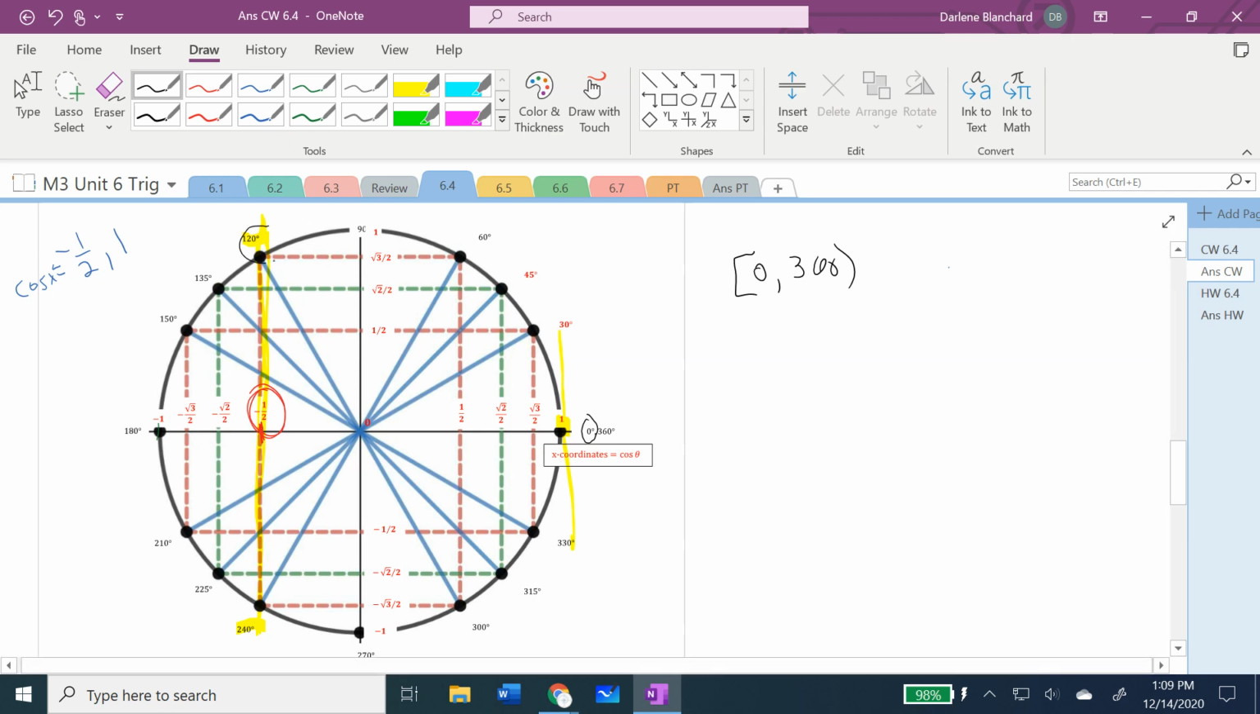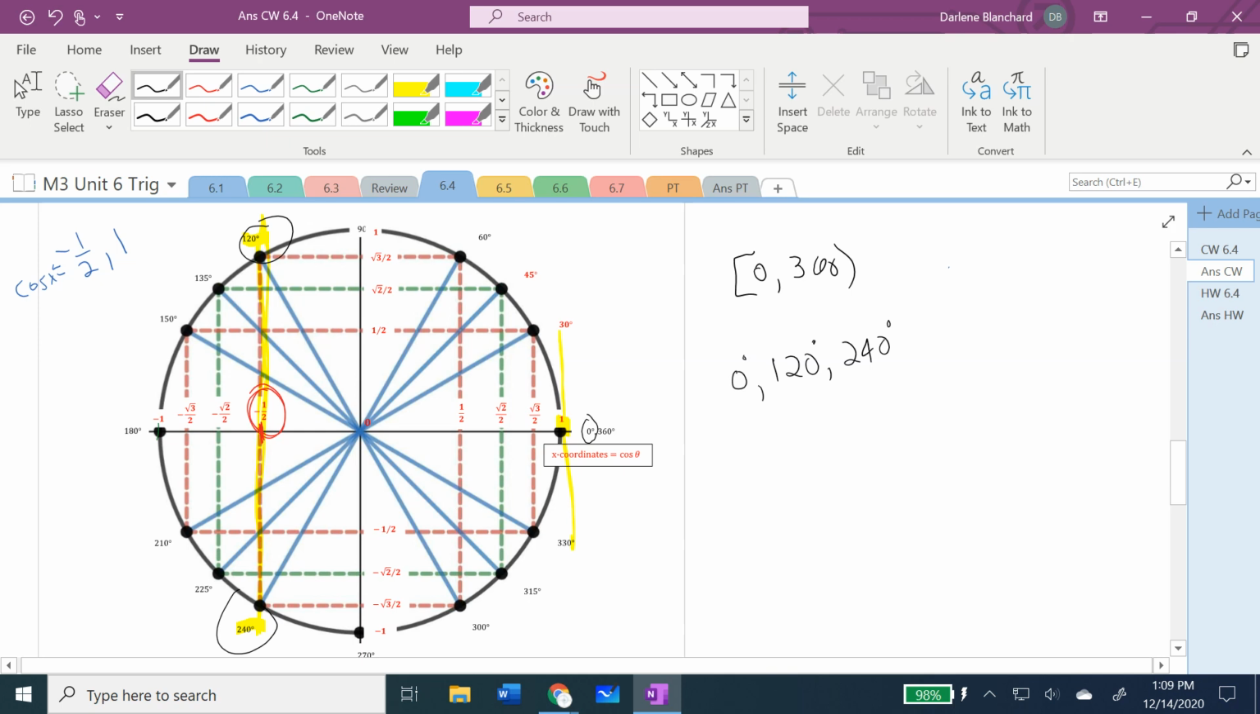And then my answers are 120, 240, and 0. And you can choose to write the degree with it or not. It's not a big deal to me whether you do or don't. So, and there you go.